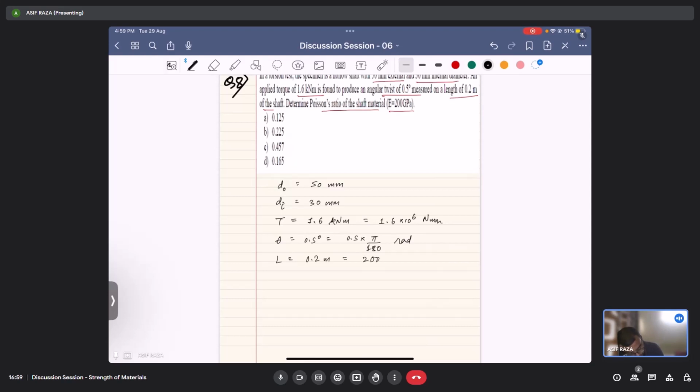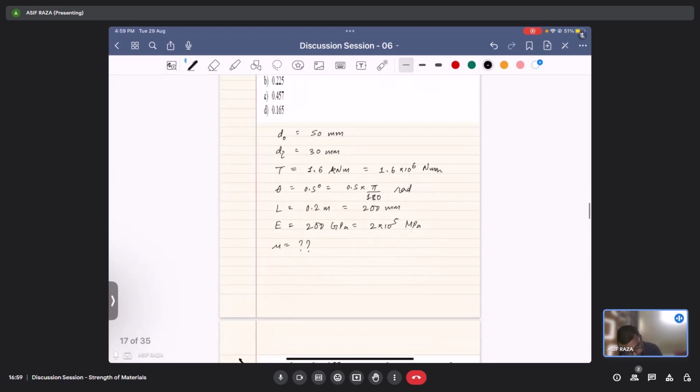That would be 200 mm, and E is equal to 200 gigapascal. That would be 2 into 10 to the power 5 megapascal. So we need to find Poisson's ratio here. Okay, so let us first write the torsion equation, that is T by J equals G theta by L equals tau by R.